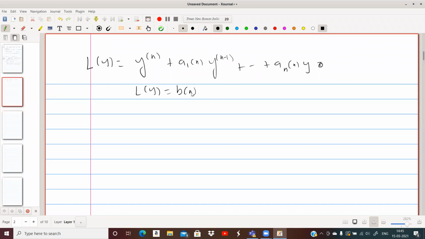with variable coefficients. As usual, if your B of x is 0 for all x in the interval I, then we can say that this is a homogeneous differential equation with variable coefficients. And if B of x is non-zero, then it is a non-homogeneous differential equation.